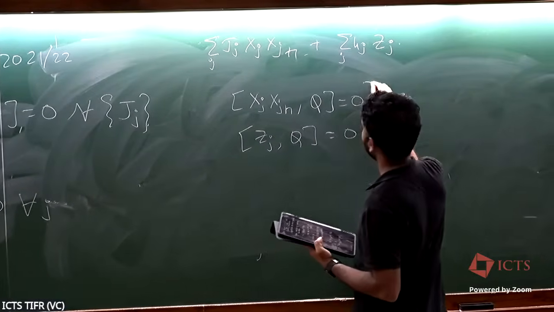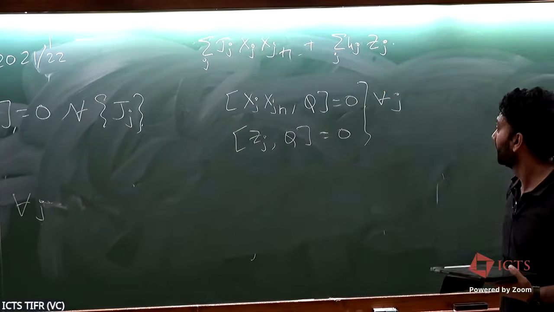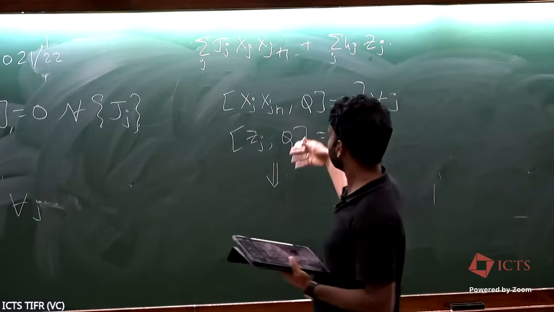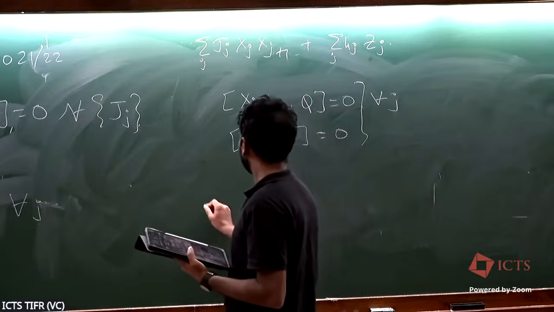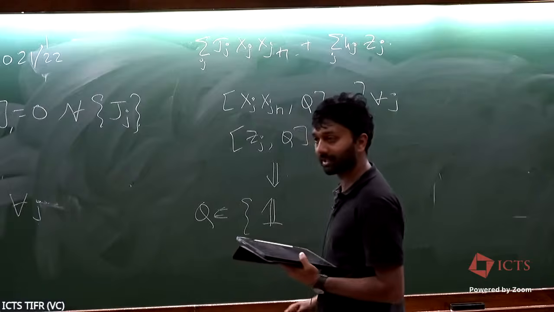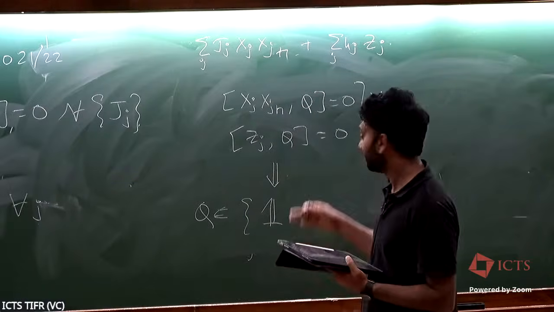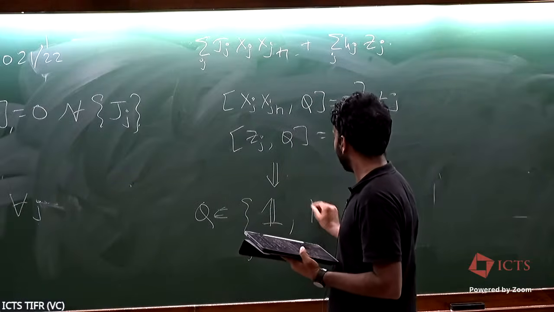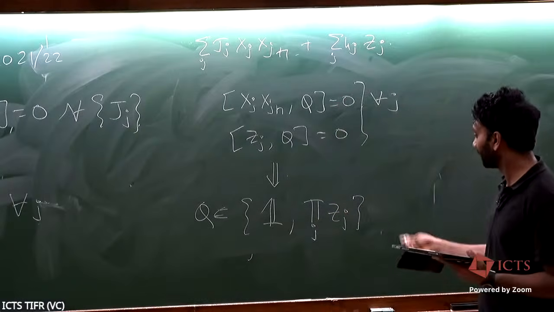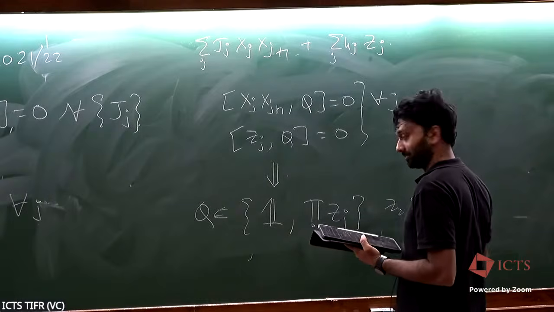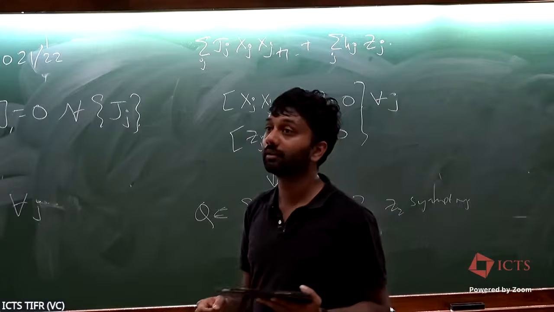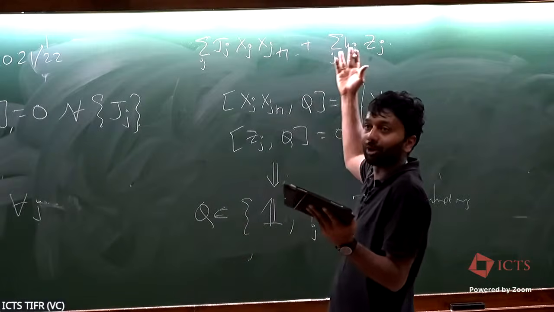So this is my entire family. And it turns out that you can easily solve for this set of operators. It turns out that there are just 2 linearly independent operators that satisfy these conditions, which is the identity and the product of Zj. And this is what we usually call a Z2 symmetry, or the families of Ising models.